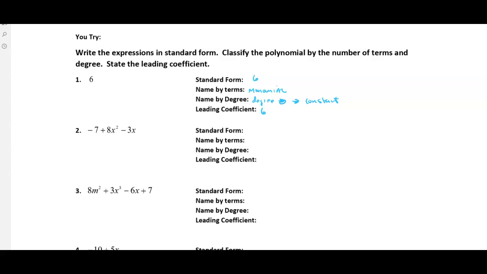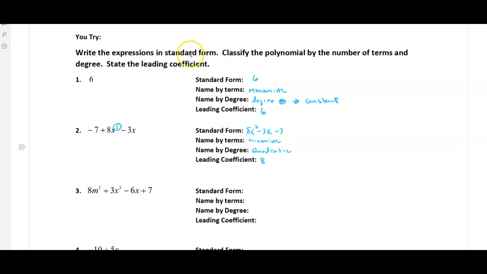The next one, if I write in descending order by degree or exponent, I would write 8x squared first, then minus 3x, then minus 7, and the name by number of terms would be a trinomial. The name by degree, since the highest exponent is 2, we're going to say it's a quadratic. And the leading coefficient would be 8.